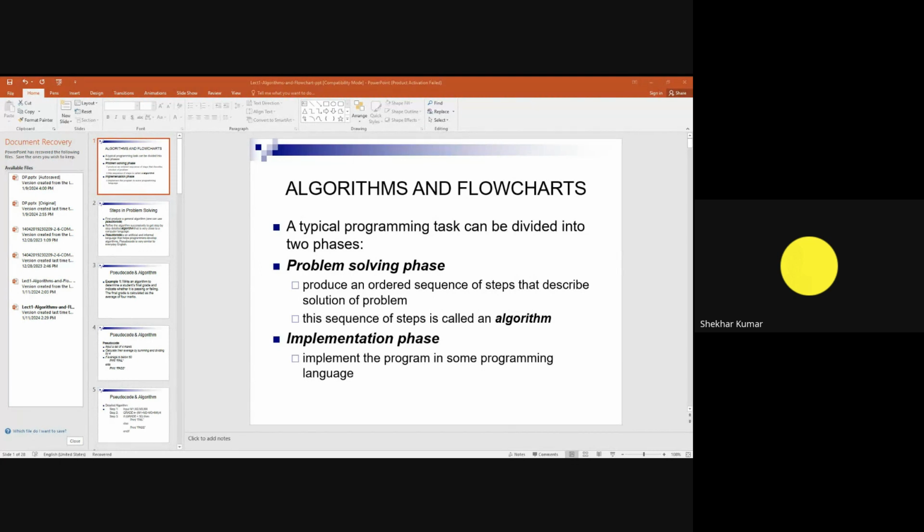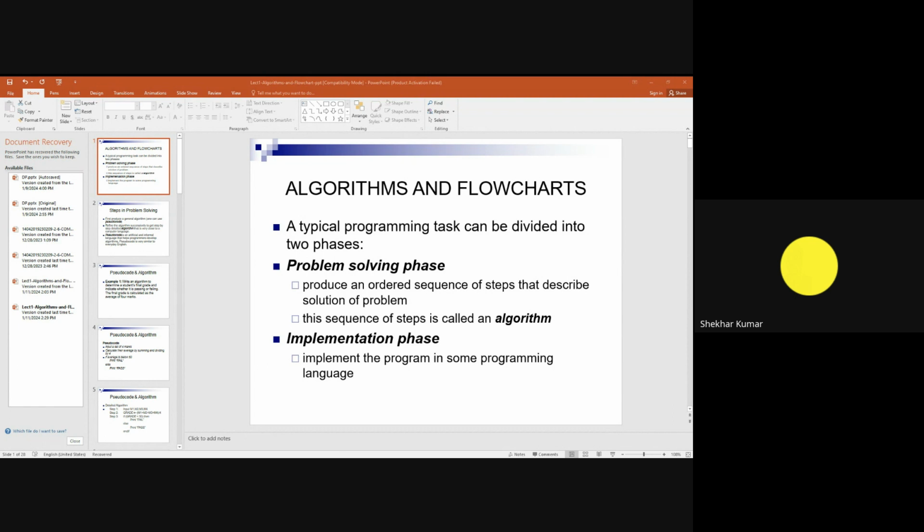So a programming task is divided into two phases. The first phase is your algorithm phase, in which you write a pseudocode or an algorithm. And in the second phase, you develop a program, you implement a program with the help of any programming language.